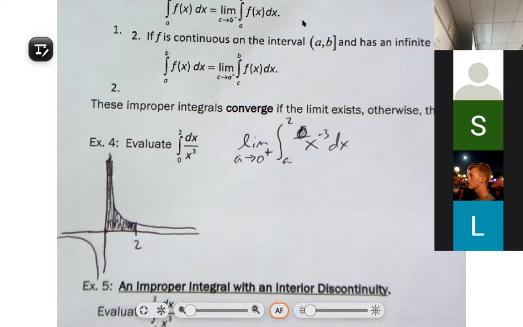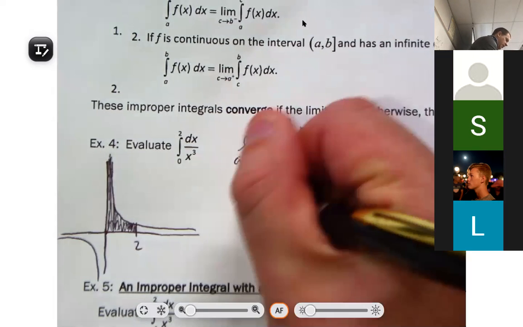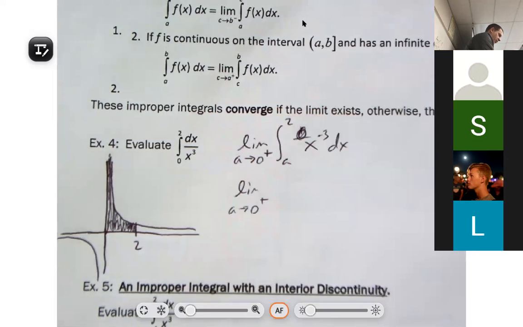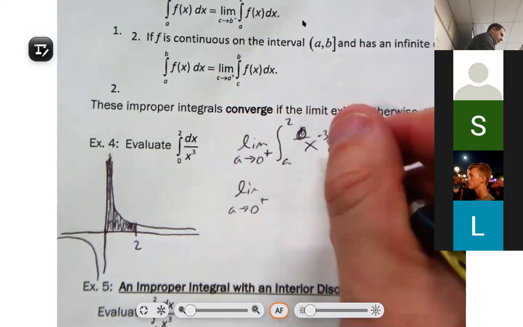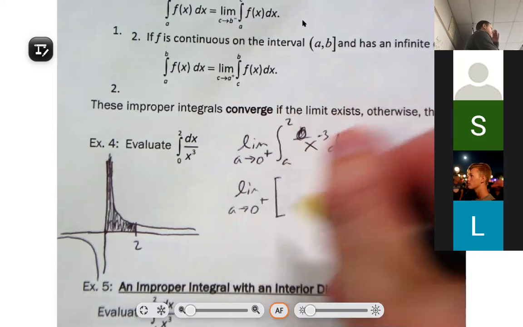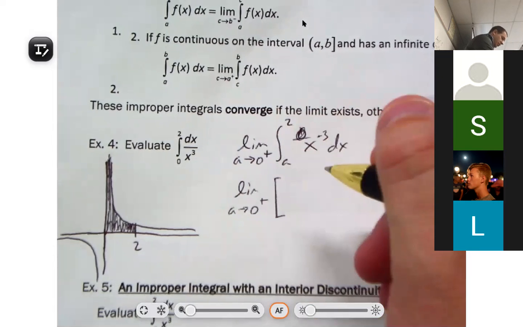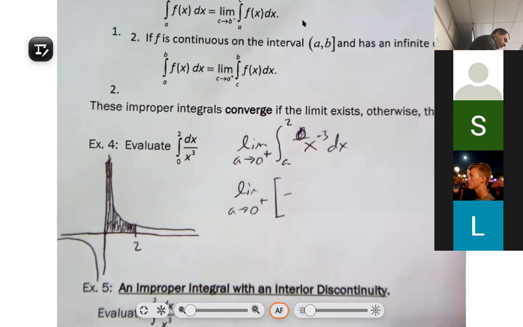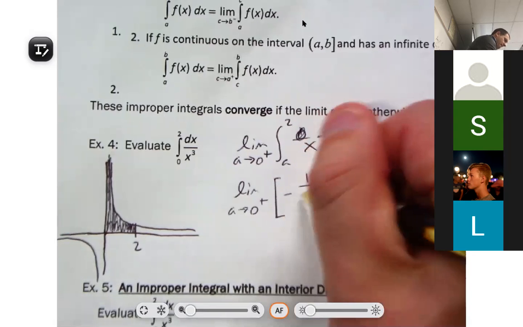The setup of these problems is really the hardest thing, because once you set up the limit notation correctly, now you just do what you guys know how to do. We're just going to integrate like normal. So the limit as a approaches 0 from the right, we're going to integrate x to the negative third. So negative 2 divided by negative 2. So negative 1 over 2x squared.